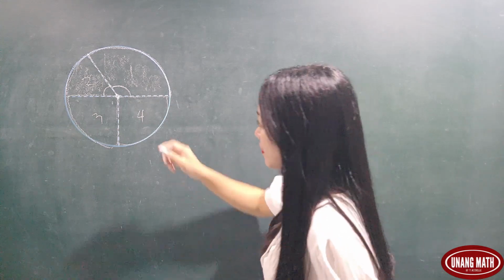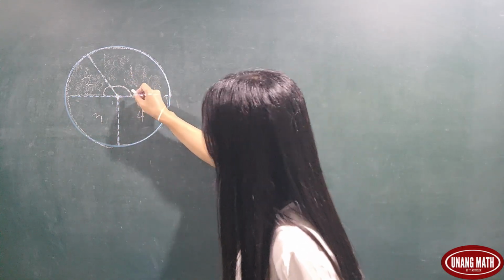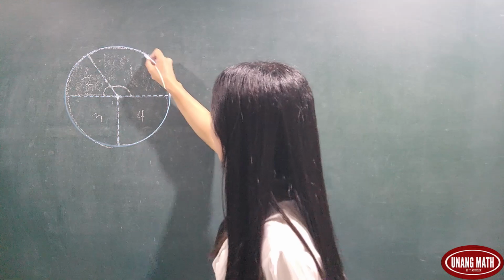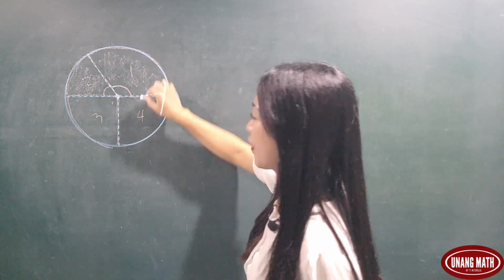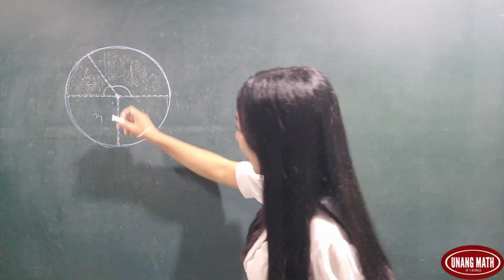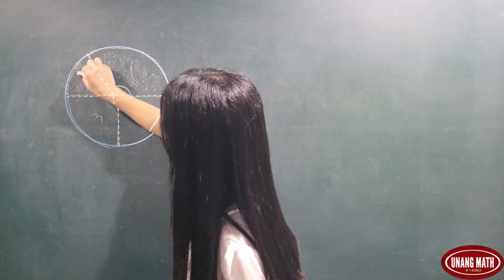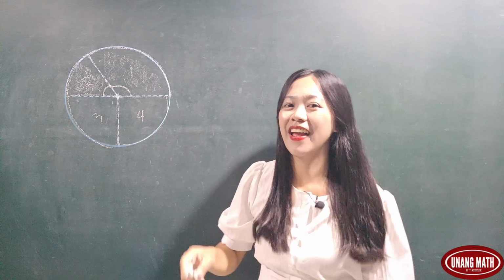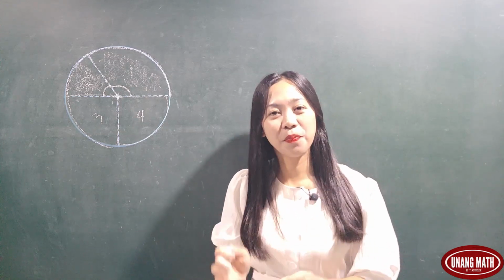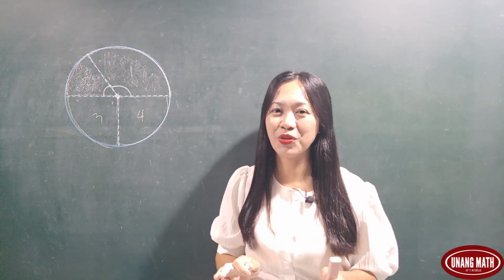So it means the larger the central angle, the larger the arc, the larger the area. The smaller the central angle, the smaller the arc, the smaller the area. That is the first property of a sector.